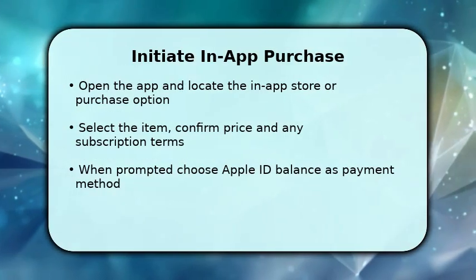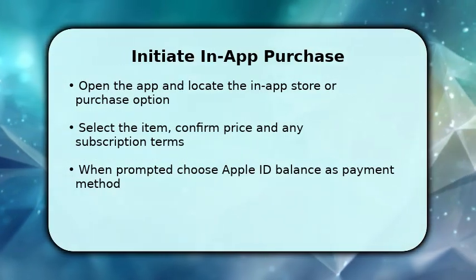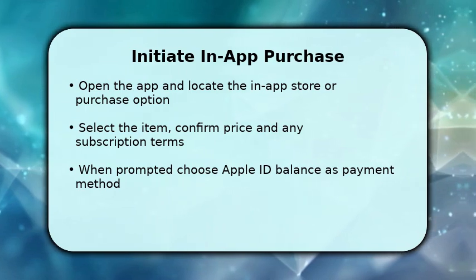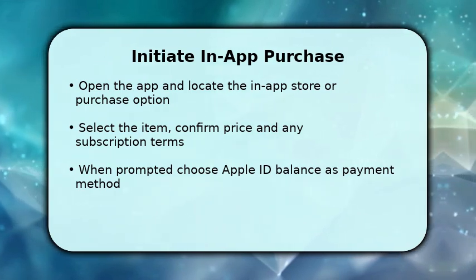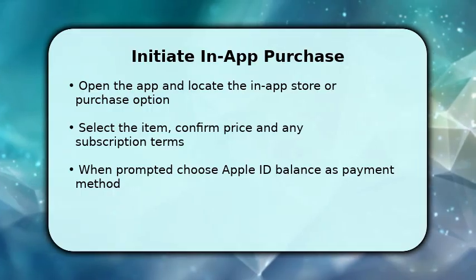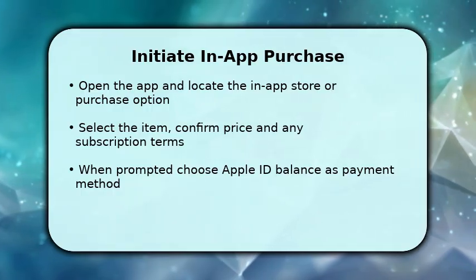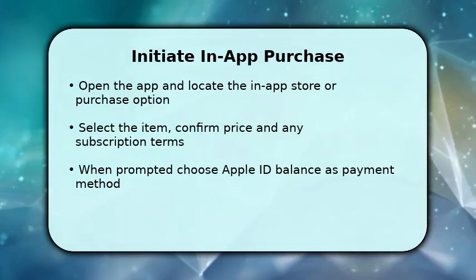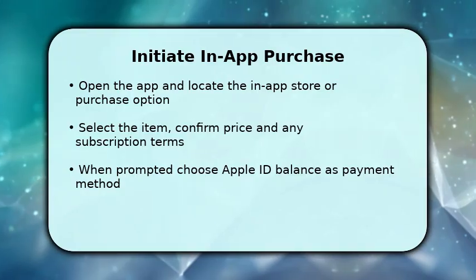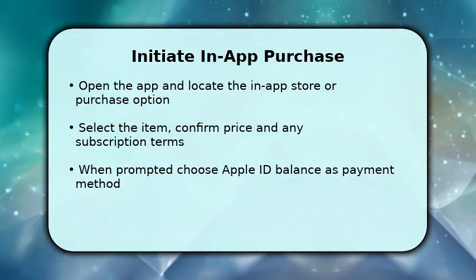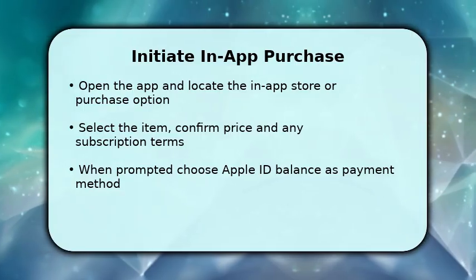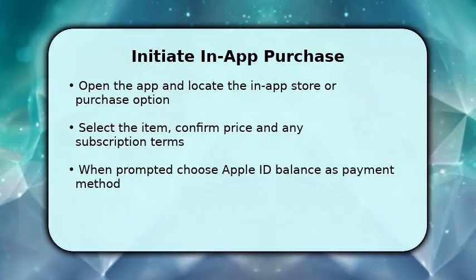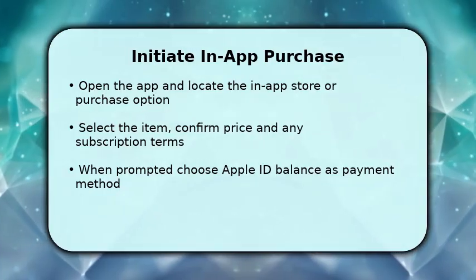Now, open the app and go to its in-app store or subscription area, choose the exact item or tier you want. Tap Purchase or Subscribe and read the confirmation screen to understand recurring billing or consumable use. When the system prompts for payment, select your Apple ID balance if it appears. If prompted for a secondary payment method, choose Use Apple ID Balance first. The system applies balance before other cards. Approve with Face ID, Touch ID, or password and wait for confirmation.